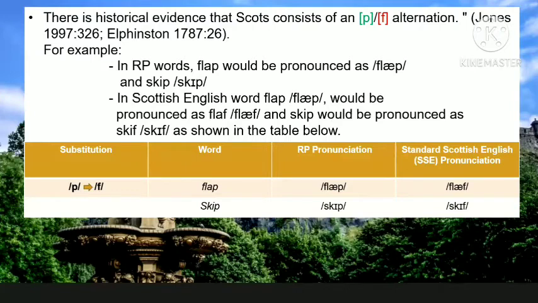For example, in RP, the word flap will be pronounced as flap and the word skip will be pronounced as skip. But in Scottish English, the word flap will be pronounced as flaff and the word skip will be pronounced as skiff, as shown in the table below.